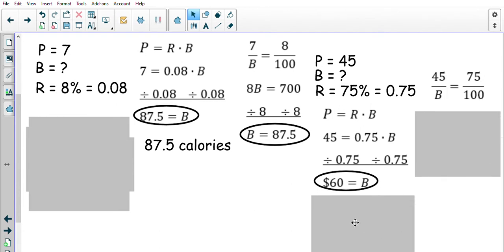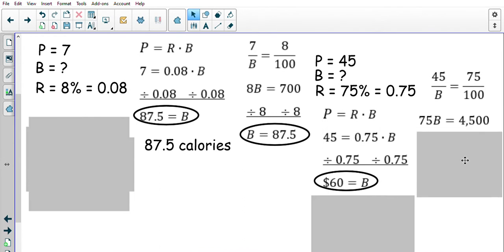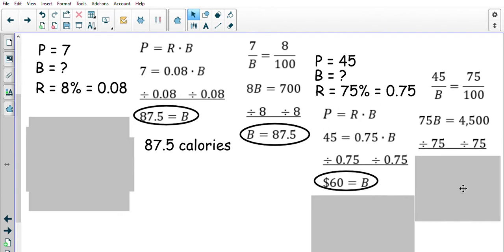Percent proportion is 45 over B equals 75 out of 100. Cross multiply to get 75B equals 4,500. Divide both sides by 75. We will get $60. So we get the same solution either way.